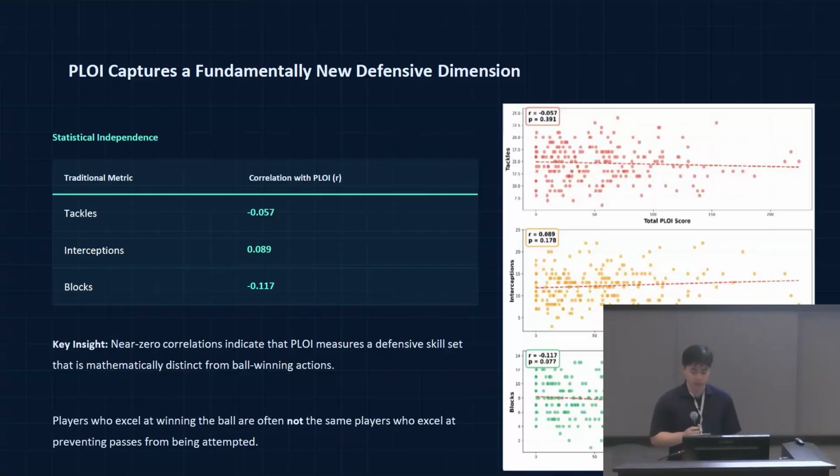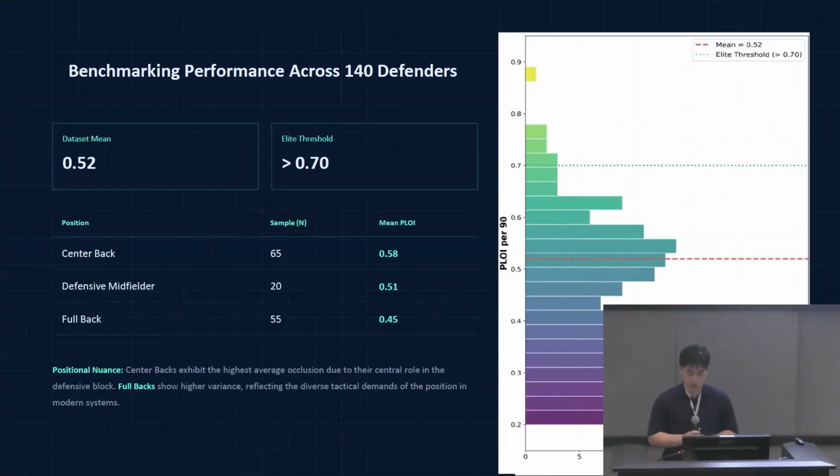And that's kind of the key insight: PLOI is orthogonal to ball winning. Players who are great at stepping in and winning the ball are often not the same players who prevent the pass from being attempted in the first place. So now let's talk scale and what good actually looks like.